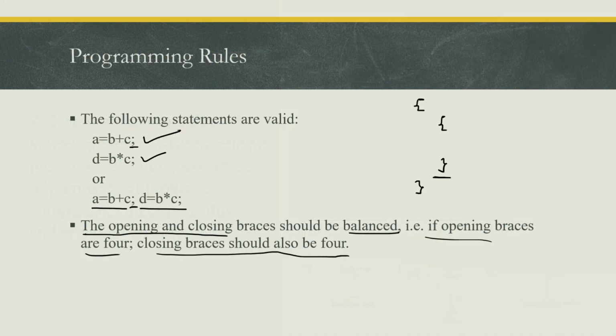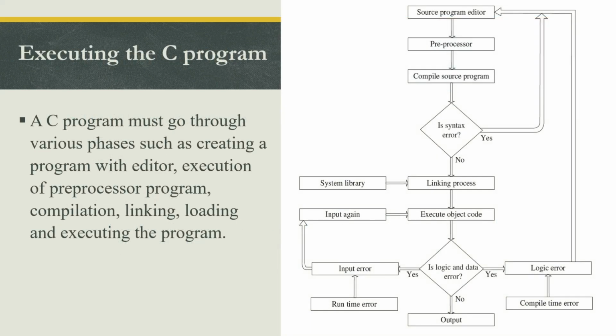So that's all about the programming rules. Now we are going to discuss the execution of a C program. You can see this is the execution diagram of a C program.